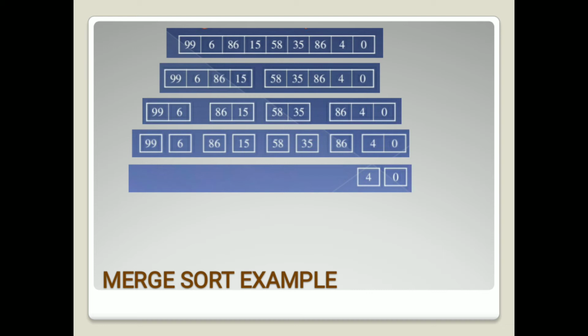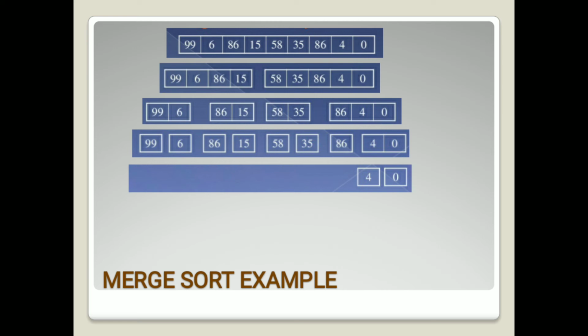Now let's move on to the example. We are taking an unsorted array and it has 9 elements. Since we are using the divide and conquer strategy, we are going to divide the array into two equal subproblems. That is low plus high by 2, that is 0 plus 8 by 2, which is equal to 4. So till the element 50, it is going to act as the left subarray and the remaining as the right subarray.